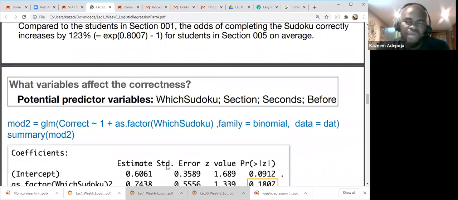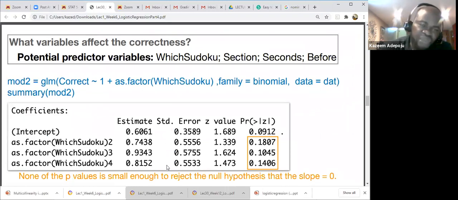Another thing I want to talk about: what variables affect the correctness? We have only focused on the section, but this time in our model we want to consider which Sudoku game. I've looked at the effect of the section of the class in which the student belonged.